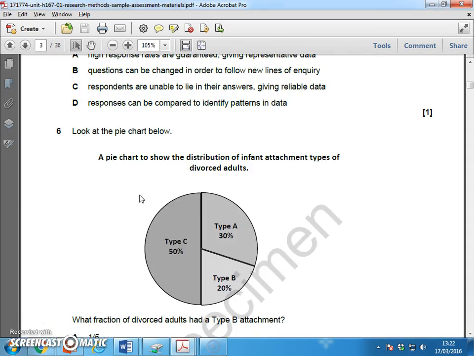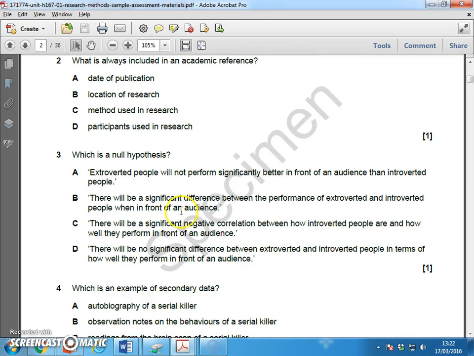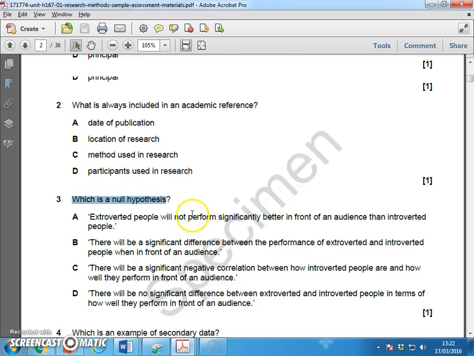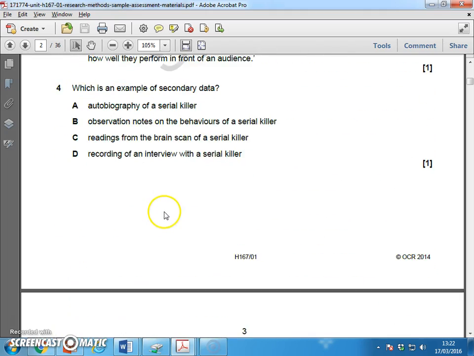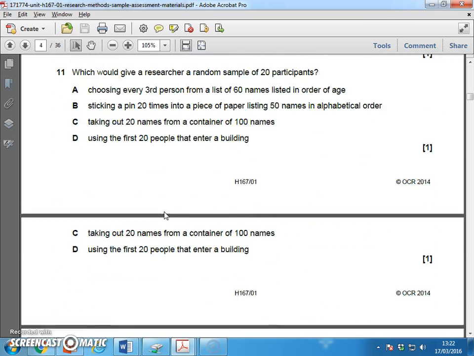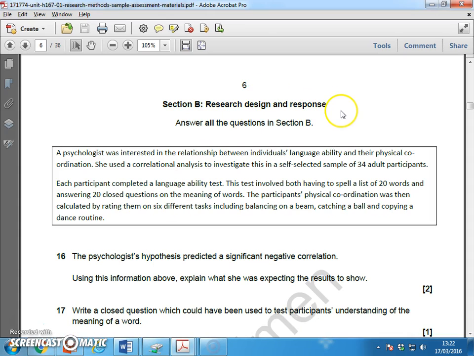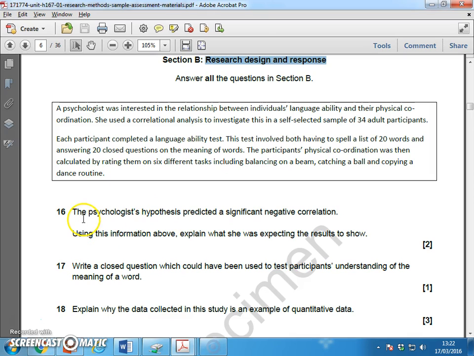So yeah, you work through the multi-choice questions. That's going to be a mix of statistics questions, it'll be a mix of strengths and weaknesses questions, it'll be which is the null hypothesis question, so it covers all of the different aspects of the research methods paper in multi-choice form. Okay. Section B, research design and response. So this is all about your designing a piece of research. The exam board wants to know that you are budding psychologists. So can you design a piece of research?